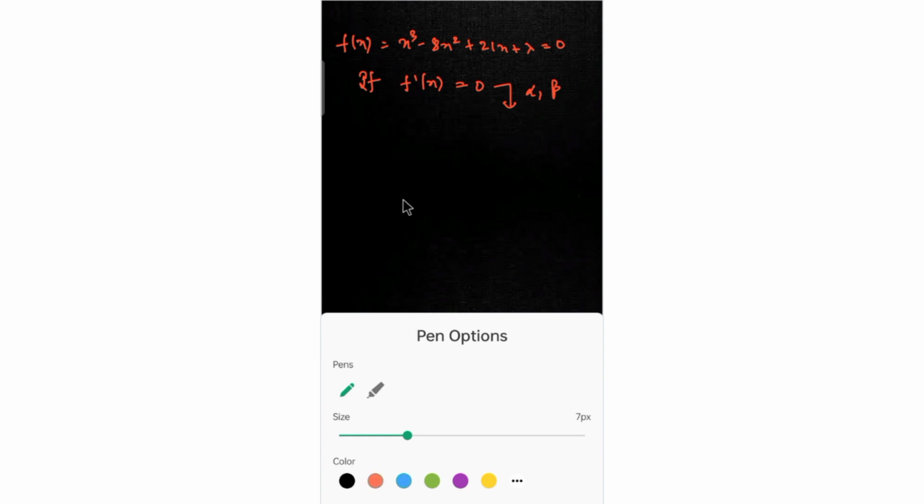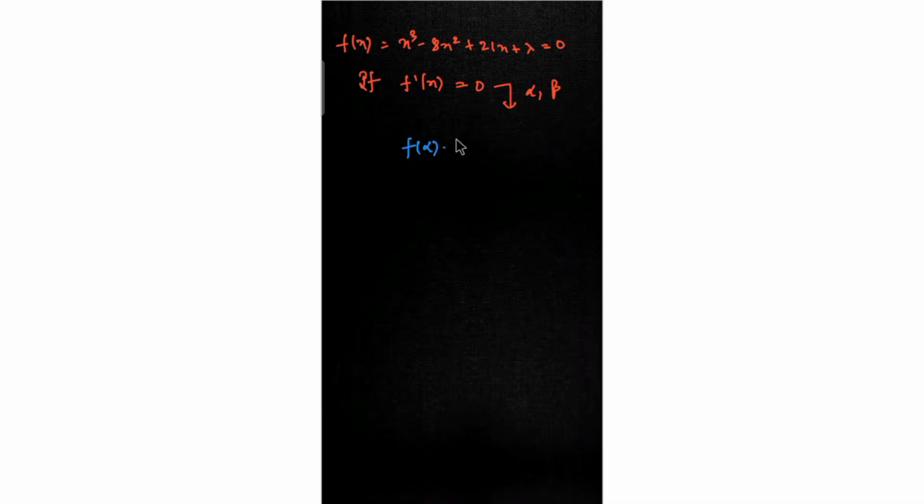f dash of x is equal to 0. f dash of x is equal to 0 is a quadratic equation, isn't it? Because f is a cubic and this is quadratic. If the roots of f dash of x is equal to 0 are alpha and beta, then I can say f of alpha into f of beta is less than or equal to 0, isn't it?